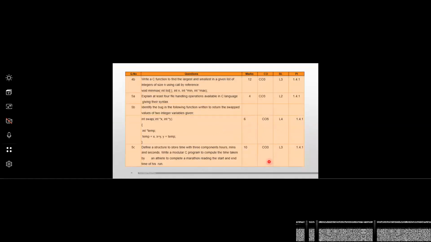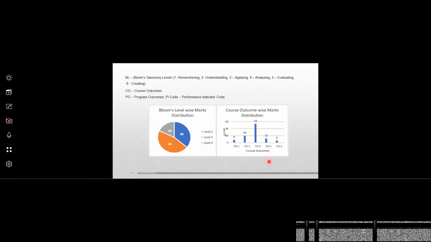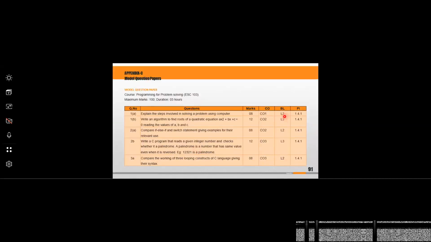Next slide. Yes, here you can see the Bloom's taxonomy levels distribution. See, level 2 is actually 36% in our question paper, level 2 questions. Sir, go to that slide. Go to that slide. I'm already there, sir. No, not here. This one, level 2.